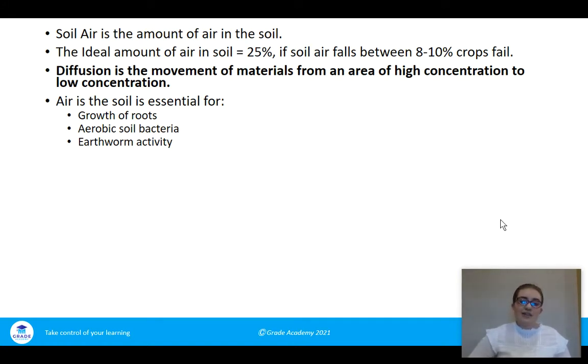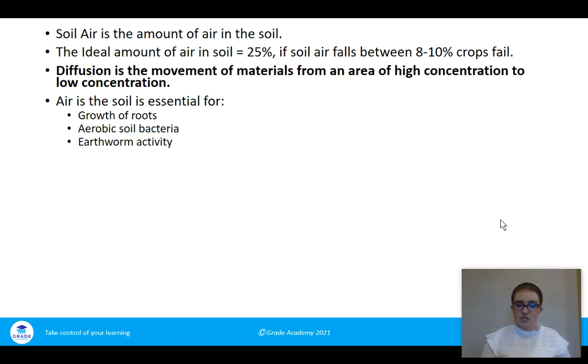When we have bacteria in the soil, and we'll be looking at those in a few videos' time, a lot of the bacteria and a lot of the microorganisms that we have in soil need oxygen. So it's really important that the oxygen can actually get around the soil. You also need air for earthworm activity. They would be an aerobic organism.